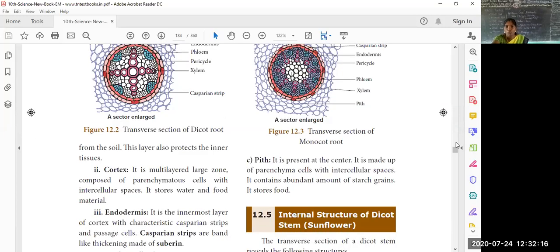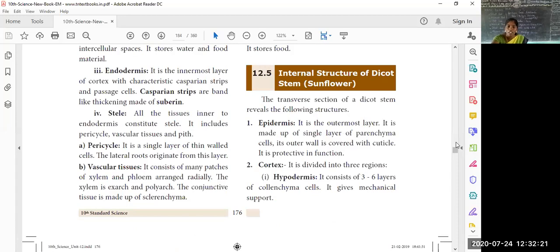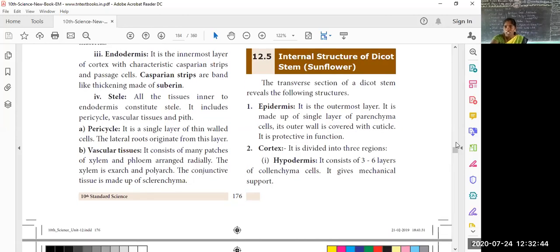Okay. So next we will move on to the internal structure of dicot stem. For example, sunflower is given here. So the transverse section of a dicot stem reveals the following structure. If you take the dicot stem, for example sunflower stem, you may be able to see the following structures under the microscope. First, epidermis. It is the outermost layer. It is made up of a single layer of parenchyma cells. Its outer wall is covered with the cuticle. It is protective in function. The main function of the epidermis is protection.